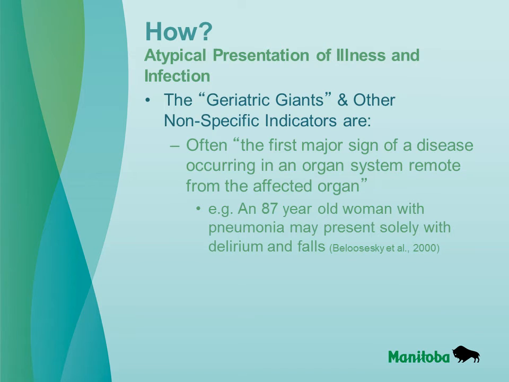The geriatric giants and other nonspecific indicators are often the first major sign of a disease occurring in an organ system remote from the affected organ. For example, an 87-year-old woman with pneumonia may present solely with delirium and falls. Think about a time where you saw a change similar to this in a resident and the actual problem was an illness or infection starting, but that didn't present itself straight away.